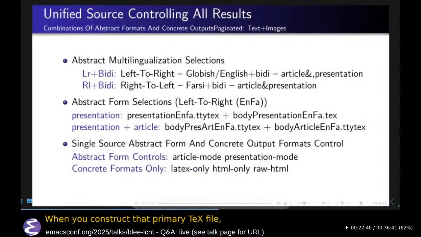When you construct that primary text file, there are several abstractions that you need to keep in mind. Is my presentation going to go from left to right or from right to left? Perso-Arabic presentations go from right to left. Another consideration is the type of forms of results that you want. Just the presentation or article presentation as well. With those choices in place, you can produce condition-based text for each of your desired outputs.